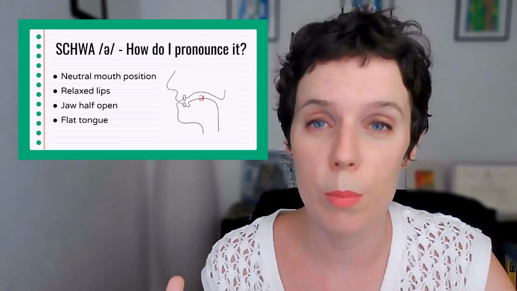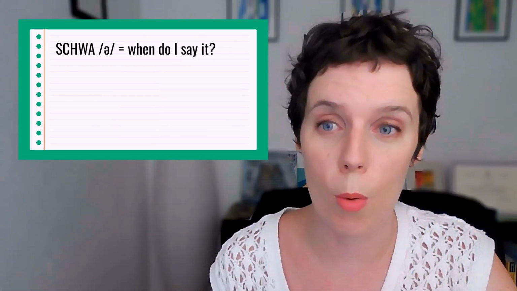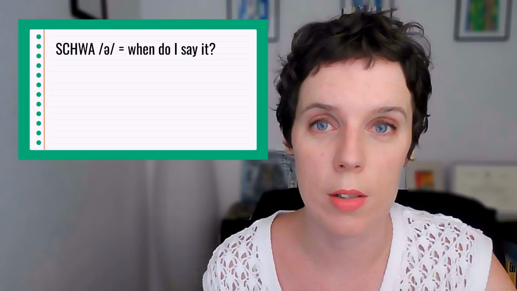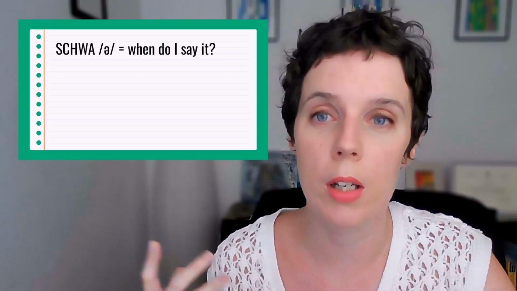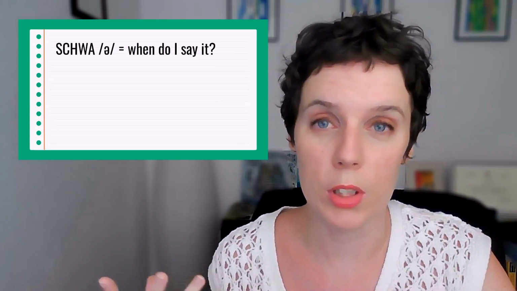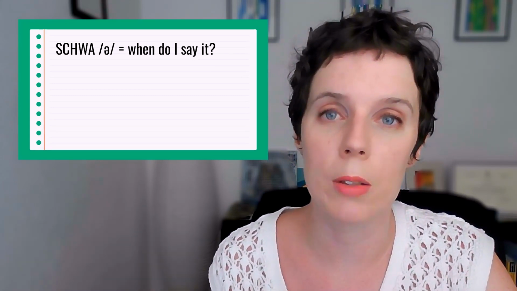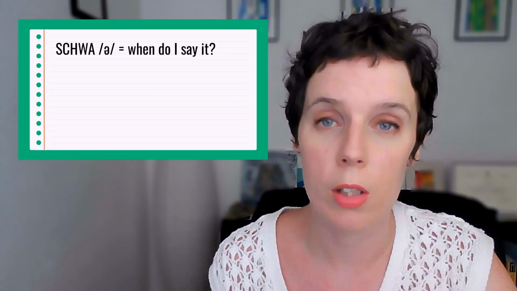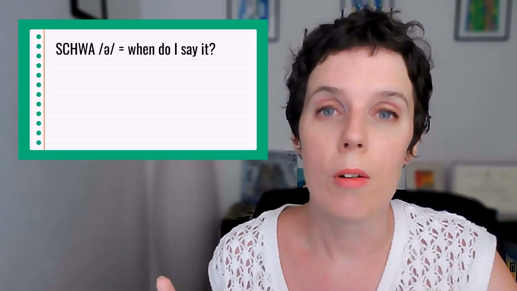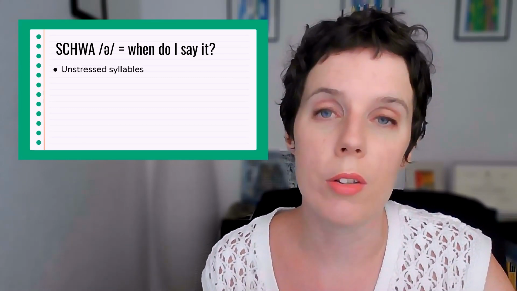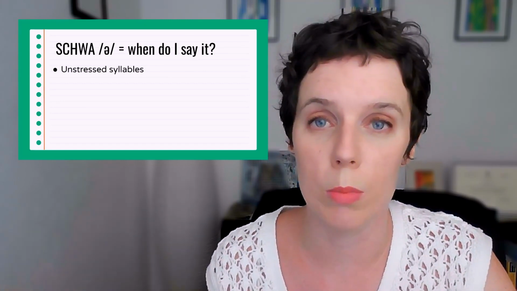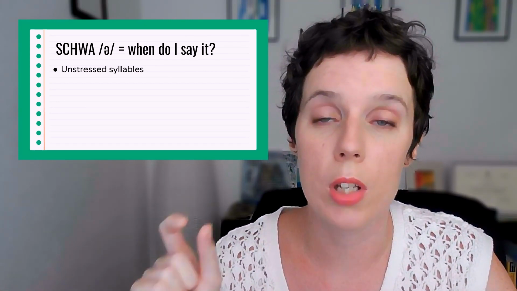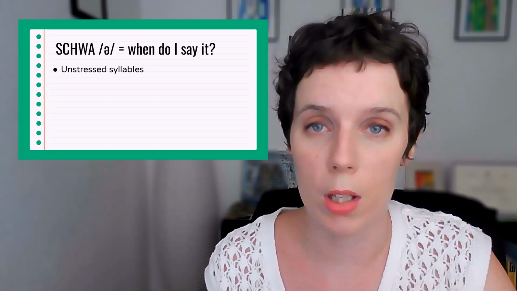Alright, so that's how you pronounce it, but now we need to know, when do you say it? So when do other vowels become a schwa? It's quite common, like I said before, it's probably the most common vowel sound in British English. You hear this everywhere. First of all, in unstressed syllables. Okay, so you have multiple syllables in a word, and the syllables that are unstressed generally become a schwa.